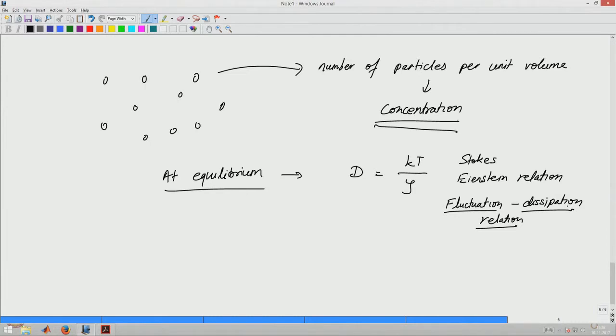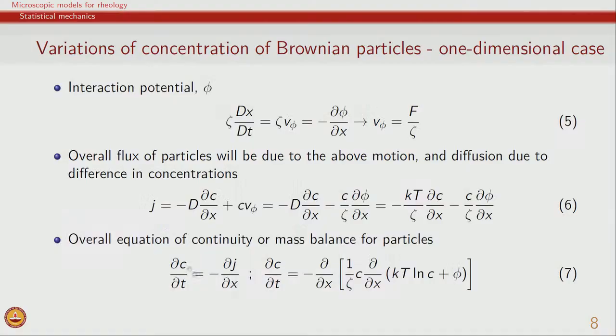So, the diffusion happens because of the overall fluctuations in the concentration field, and the opposing force is dissipation in terms of the friction that is encountered, and these two are related to each other. So, using this relation we can then substitute for D in terms of kT by the friction coefficient, and the overall flux therefore is a diffusion flux plus the flux due to interactions.